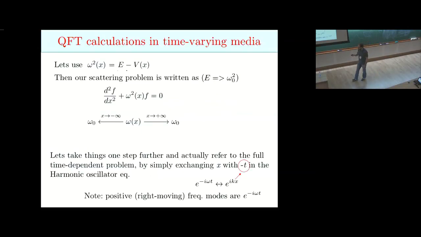Okay, so let's just do some renaming and call, for example, E minus V of x, I could call it omega squared of x, okay? And now I can just take things one step further. As I said, this is very sloppy maths, but I just want to build a very intuitive picture of what's going on here. Let's take things one step further, and instead of omega of x, well, let me exchange x with minus t. Okay, I'm doing that because remember how we wrote the phase.